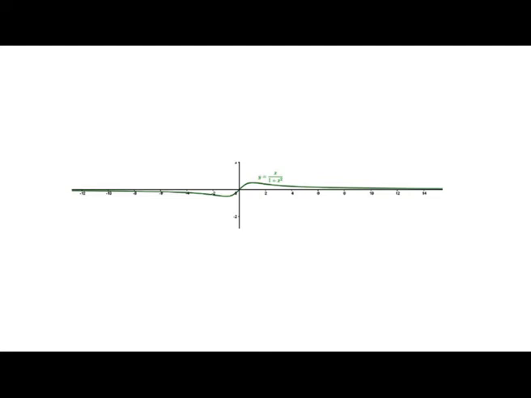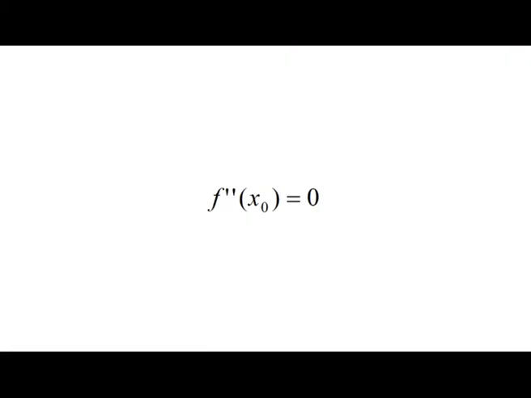Further, two things can be observed about inflection points. Firstly, a point need not be an inflection point even if the second derivative vanishes. In other words, f double dash of x naught equal to 0 does not say that (x naught, f of x naught) is an inflection point. It says that (x naught, f of x naught) is possibly an inflection point.